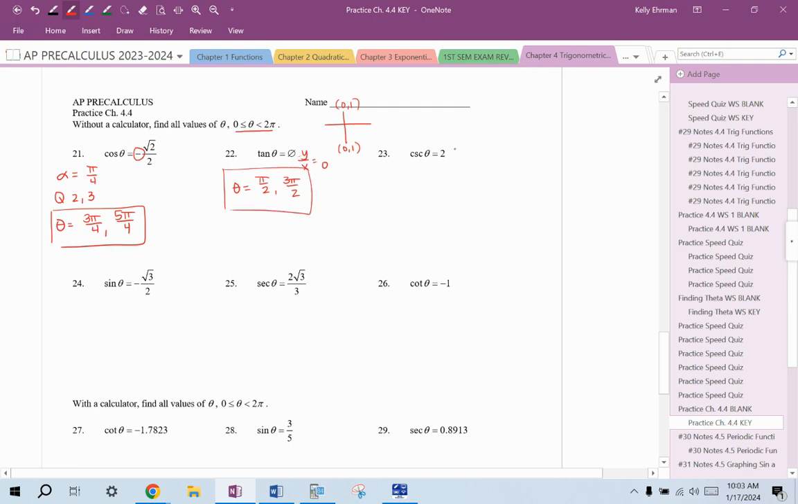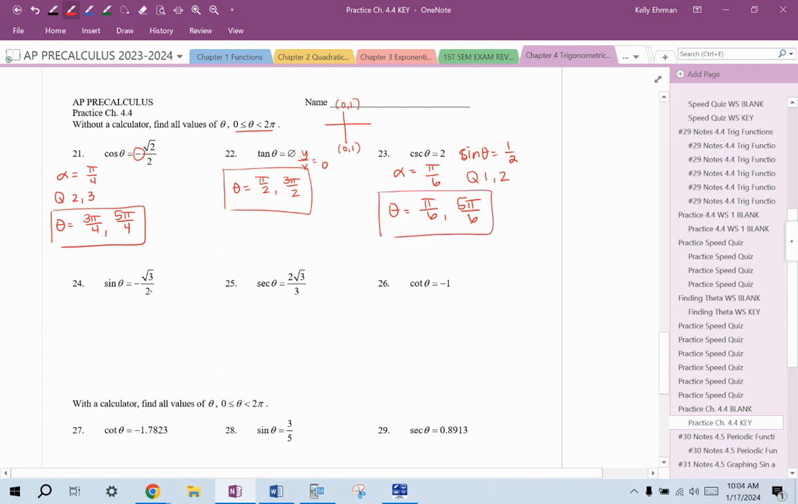Cosecant theta is equal to 2. I like to change it to sine theta is 1/2, the reciprocal of 2. Helps me see the reference angle better. When is sine equal to 1/2 in quadrant 1? At pi over 6. When is sine positive? Quadrants 1 and 2. So your answers for theta are the quadrant 1 pi over 6 angle and the quadrant 2 pi over 6 angle.